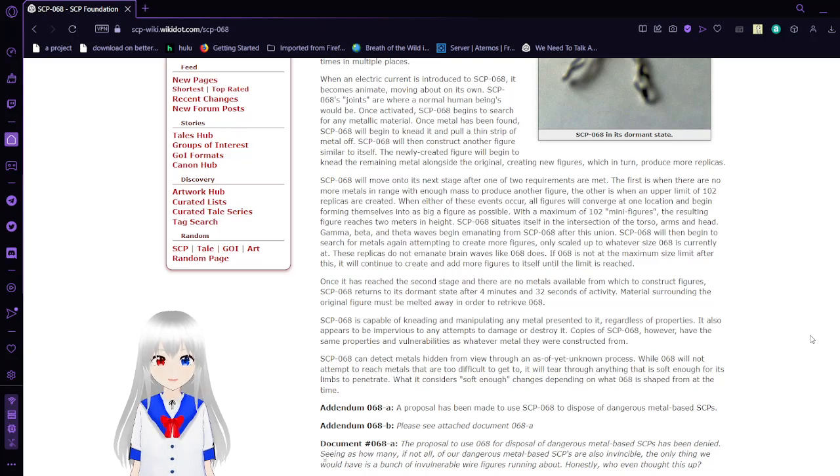SCP-68's joints are where a normal human being's would be. Once activated, SCP-68 begins to search for any metallic material. Once metal has been found, SCP-68 will begin to knead it and pull it thin and strip the metal off. SCP-68 will then construct another figure similar to itself.